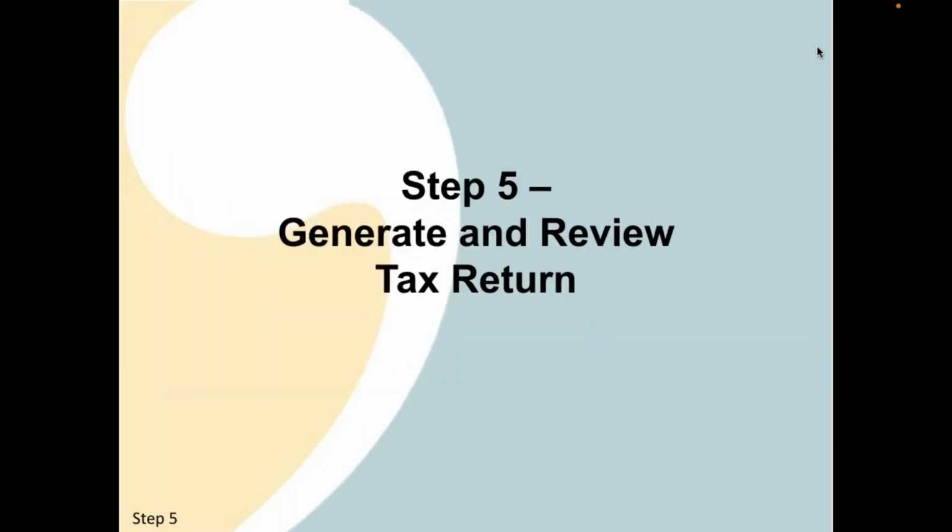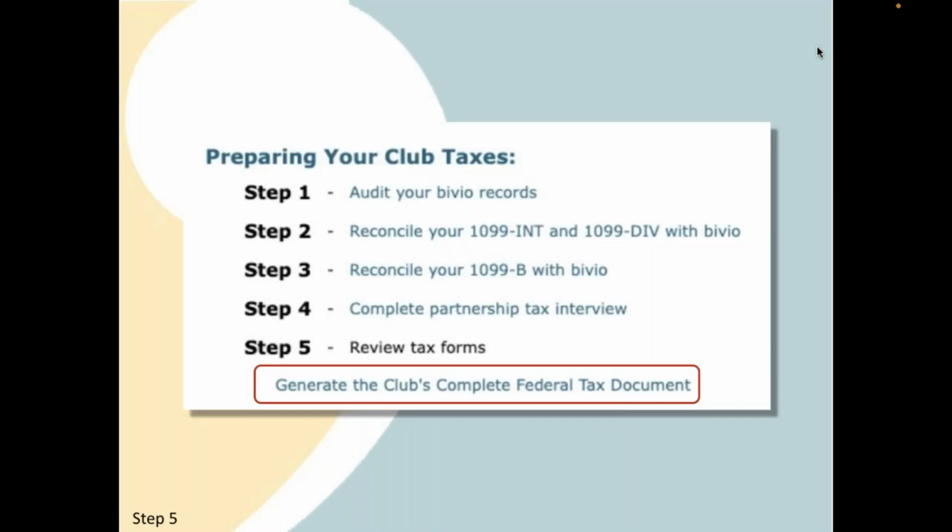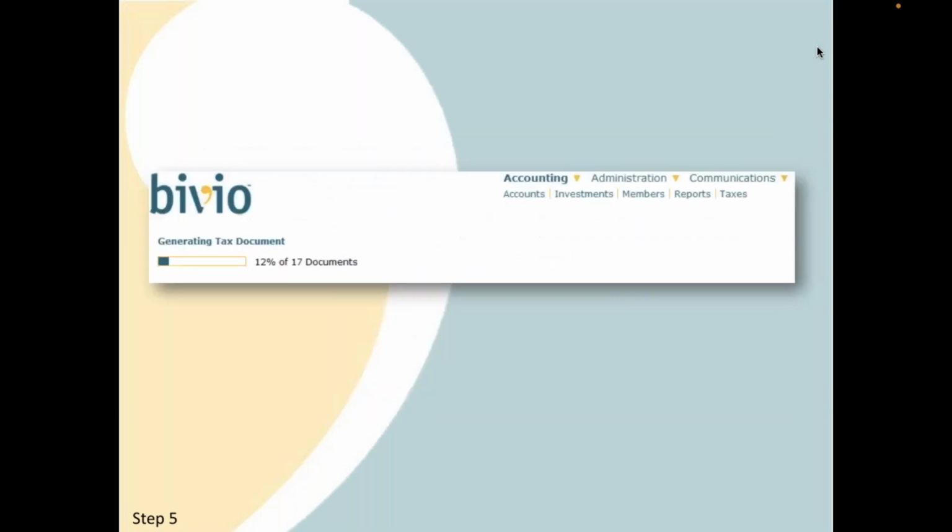In Step 5, you can generate and review your club's tax documents. Click here to generate your entire federal tax return. A single PDF file containing all the documents you need to file with the IRS will be produced. Be patient, this may take a little time, especially if you have a large club.